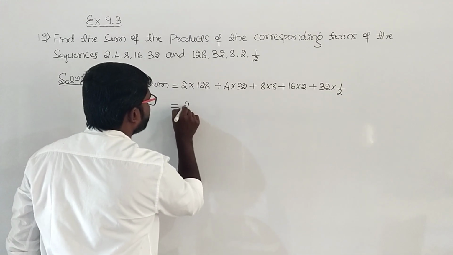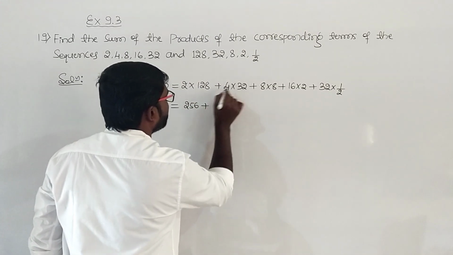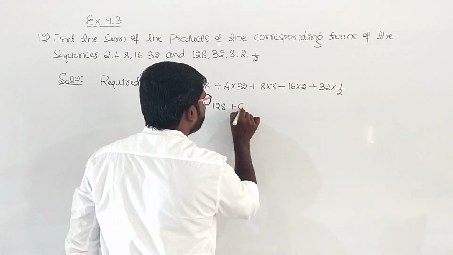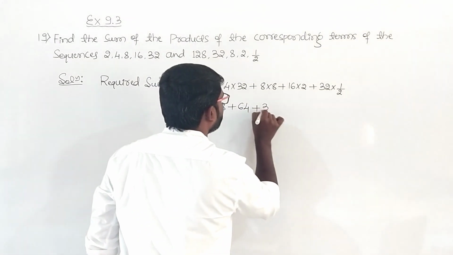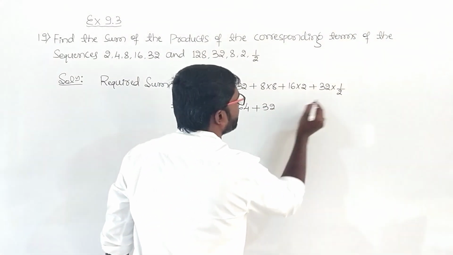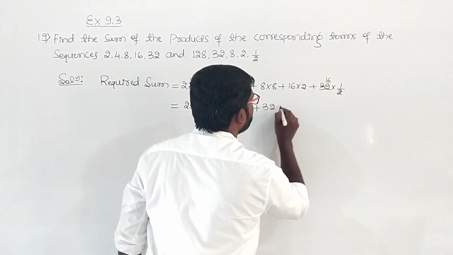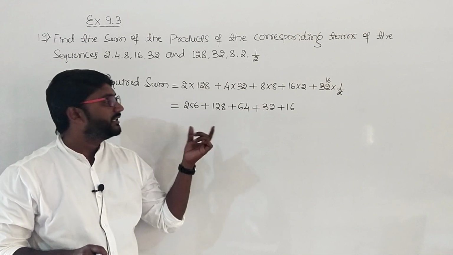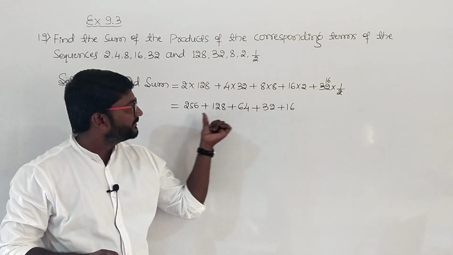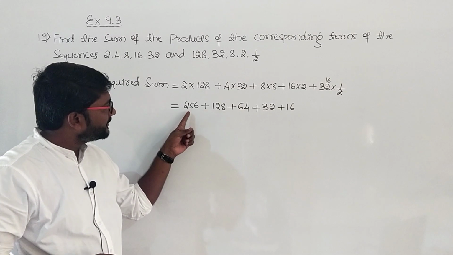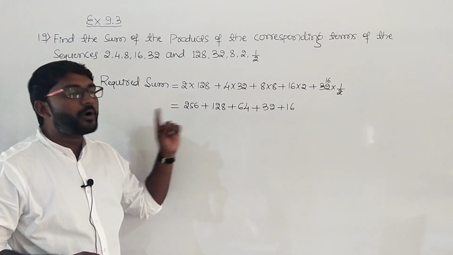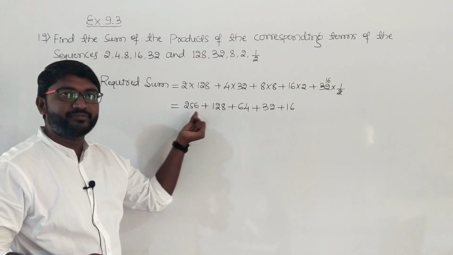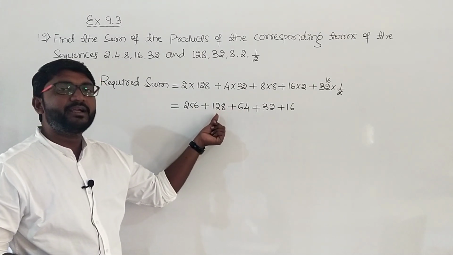So this is equal to 256 plus 128 plus 64 plus 32, and 2 ones are 2, 16 plus 16 here. So here we have 5 terms and this is a geometric series, this is there in the GP. So here the first term is 256 and the common ratio is going to be 1 by 2: A2 by A1, 128 divided by 256, or 64 divided by 128.